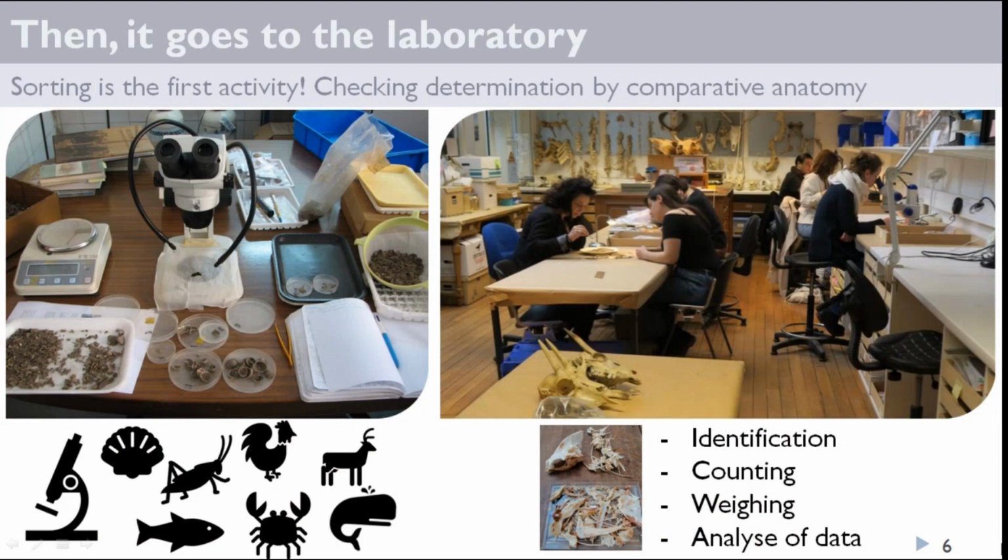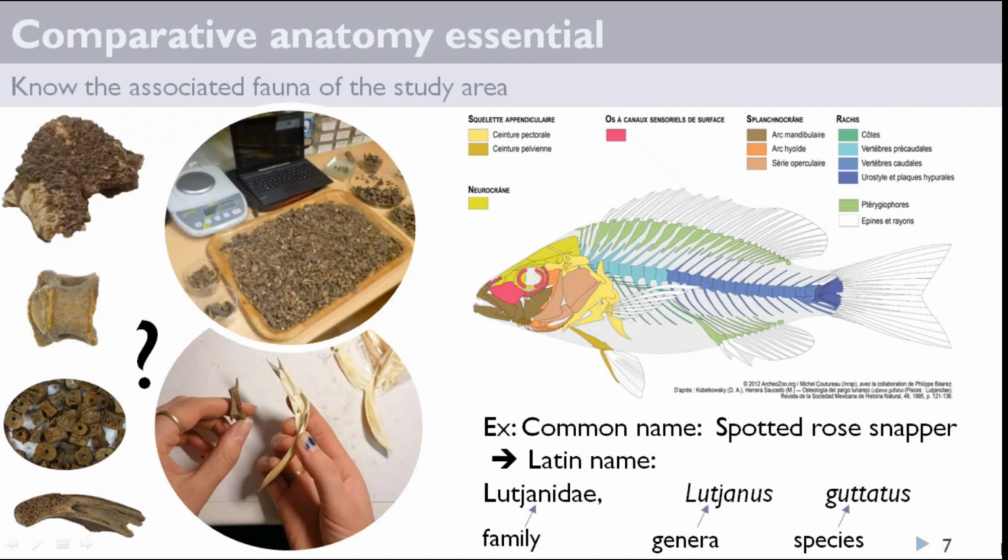After the sieving, you have to go to the laboratory to do the second part of the work, and most of the time, sorting is the first activity you are going to proceed with in the lab. Of course, there could be a lot of animal remains in your sediment, especially in a marine or coastal context, where you can find several kinds of aquatic animals like fish, seashells, crabs, birds, marine mammals, etc. So you need to do the sorting, and after that you are going to do your analysis with the identification, the counting, the weighing of the remains, and then the analysis of data. And of course, when you identify your bones, you are going to proceed with some comparative anatomy.